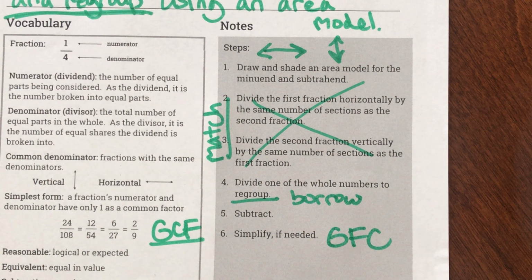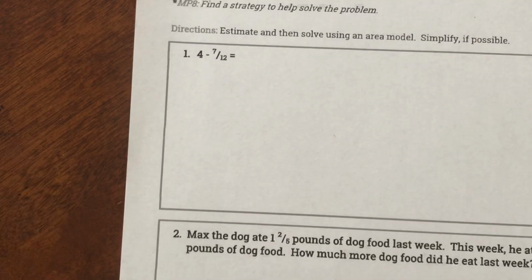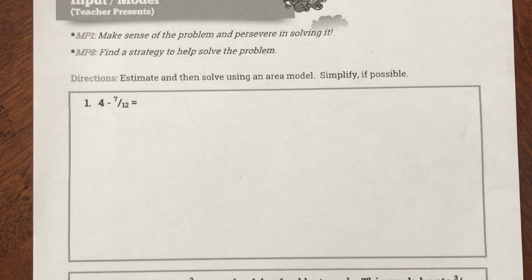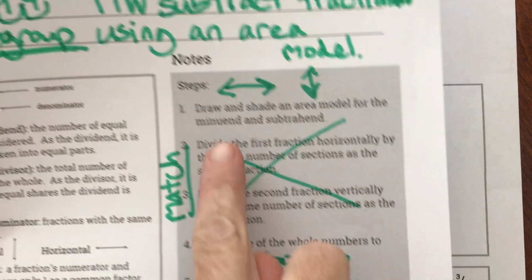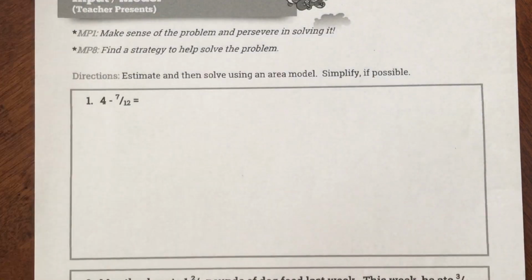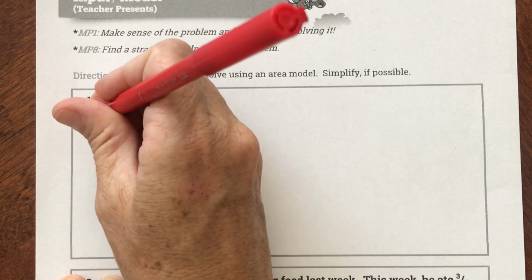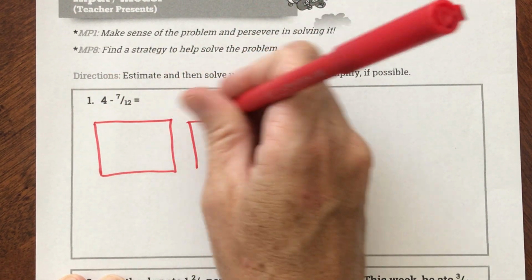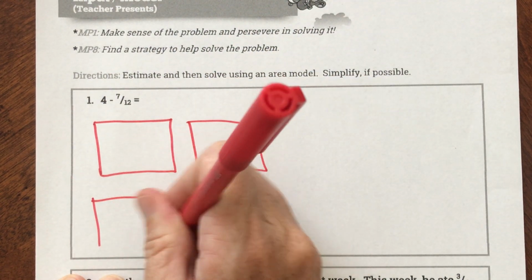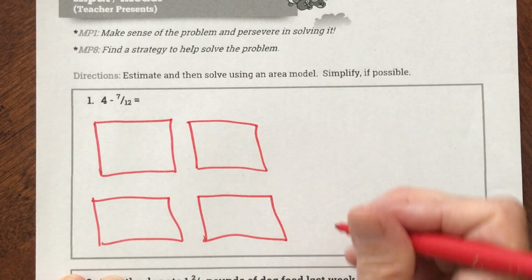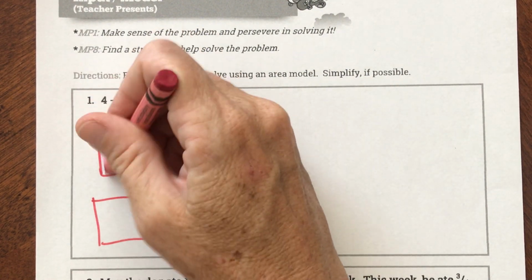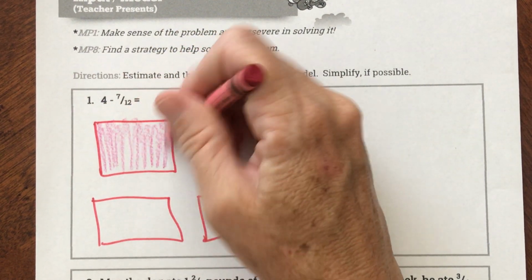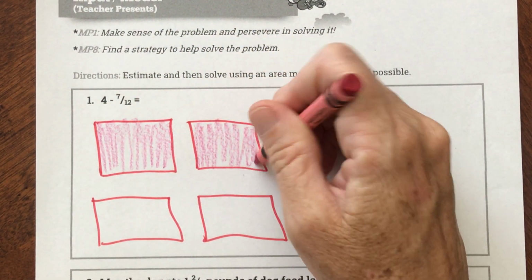Okay, so let's look at what this actually looks like. Okay, so here's my first problem. And my first problem says 4 take away 7/12. So I'm going to first draw and shade both of them. So 4 means I have 1, 2, 3, 4 wholes. That's what I have. And shade those in. So I have 4 wholes.